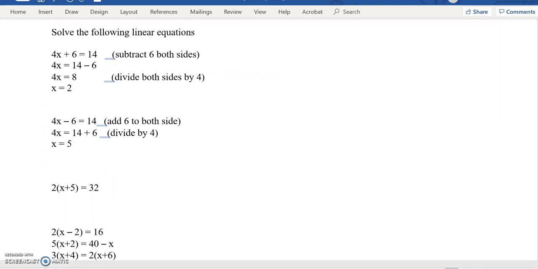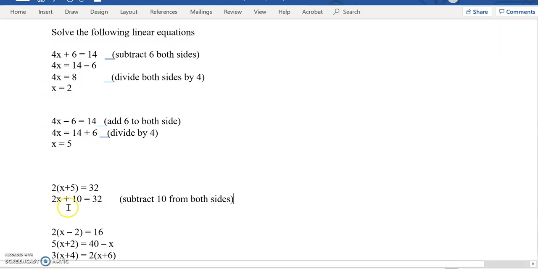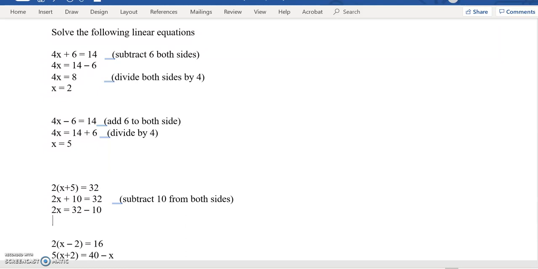The next one we've got a little trick: we've got to start by multiplying out our brackets. We've done this before. So 2 times x is going to be 2x plus 10 equals 32. Now we want to see if we can get x by itself and find out what x is. So we're going to subtract 10 from both sides. Do something to one side, we can do it to the other. So 2x plus 10 minus 10, that's going to leave us with 2x equals 32 minus 10.